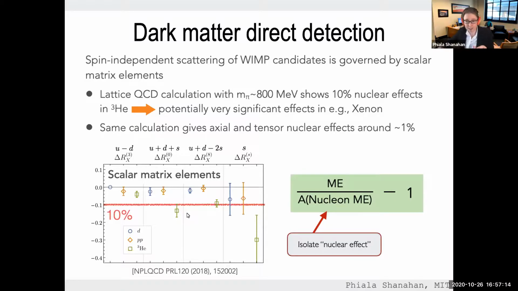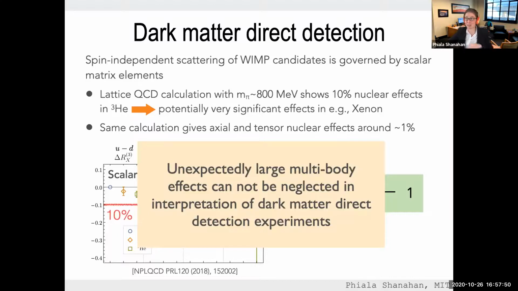To put this in context, for the axial matrix elements, which we can measure in nuclei of various sizes, in helium-3 you have a fraction of a percent nuclear effects in these calculations. But in medium mass nuclei, 40, 50, 100 protons and neutrons, you have 20% nuclear effects, whereas it's only a fraction of a percent at this scale. So we're seeing 10% nuclear effects in helium-3. And then what you really want to know is the nuclear effects in, say, xenon, which we can't constrain from these calculations, but you want to extrapolate up. And so what we can say is that these really unexpectedly large multi-body effects can't be neglected in the interpretation of dark matter direct detection experiments.